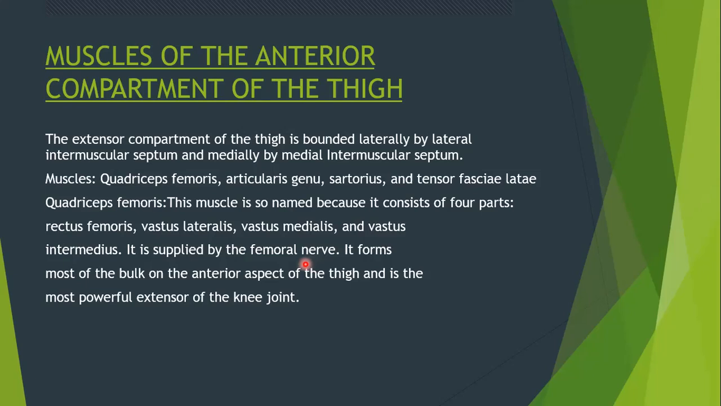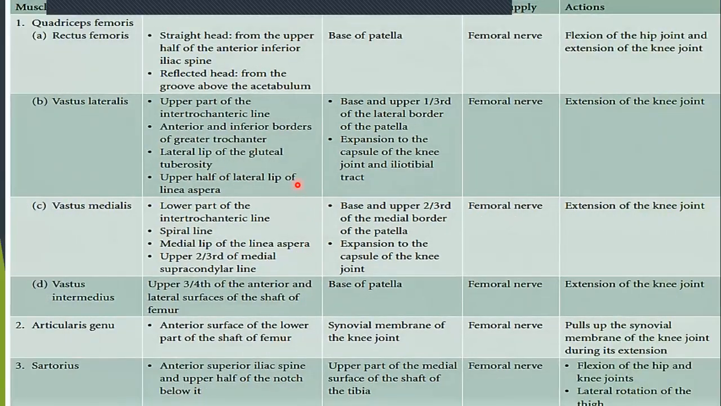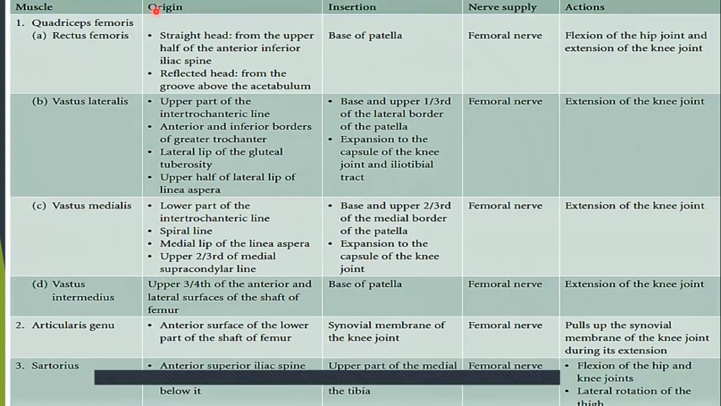So let's look at them. Here we have the muscle. Maybe I should move this down for you to see first. Here we have a muscle, origin, insertion, nerve supply, and the action. Now, quadriceps femoris, four muscles: rectus femoris, vastus lateralis, vastus medialis, vastus intermedius.